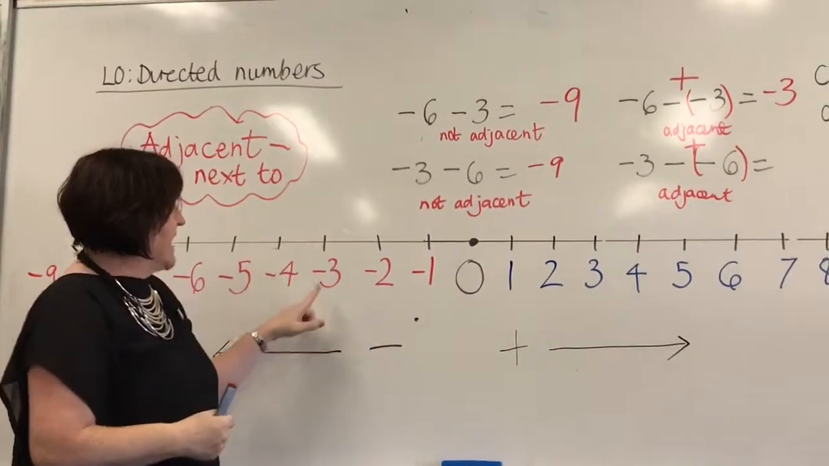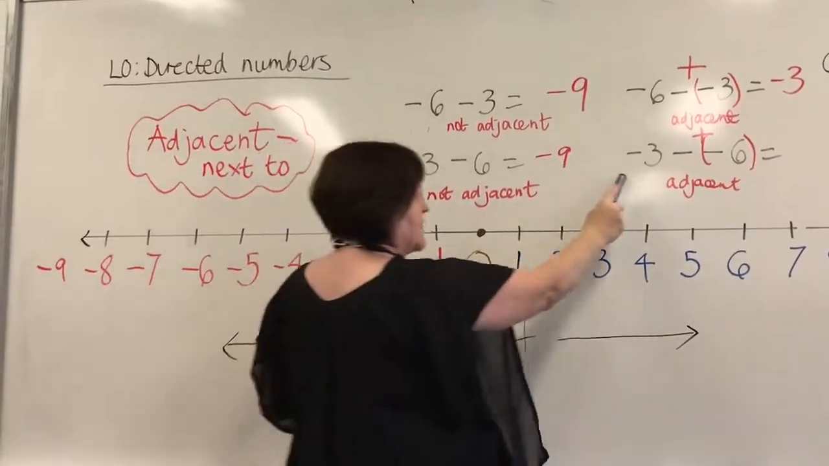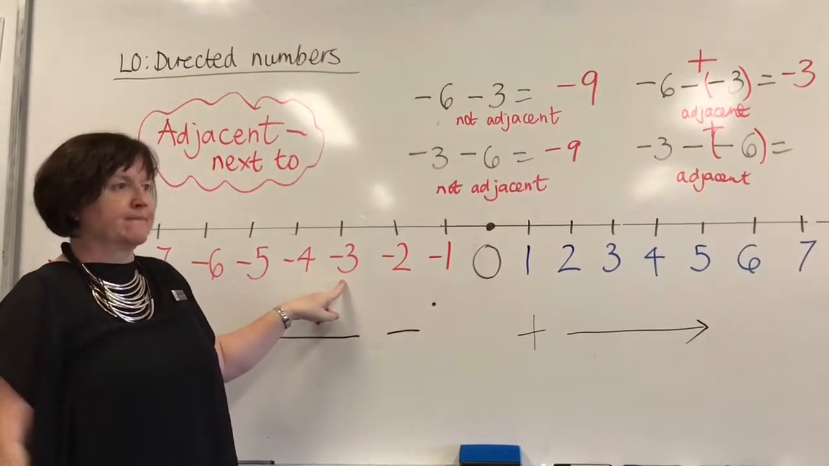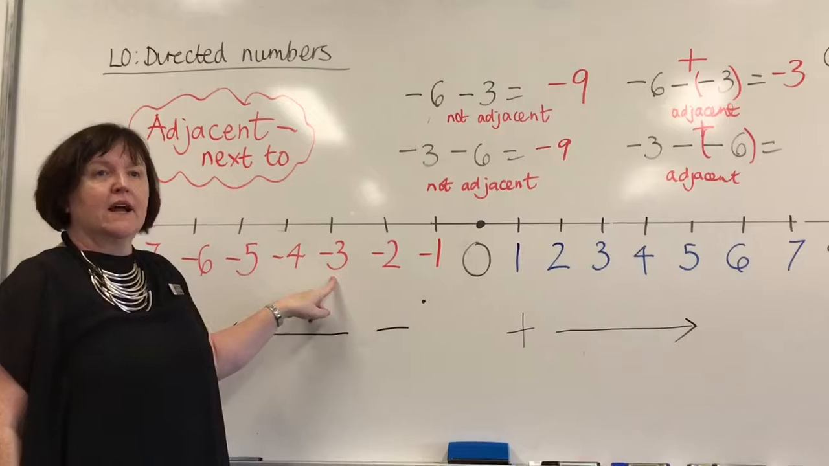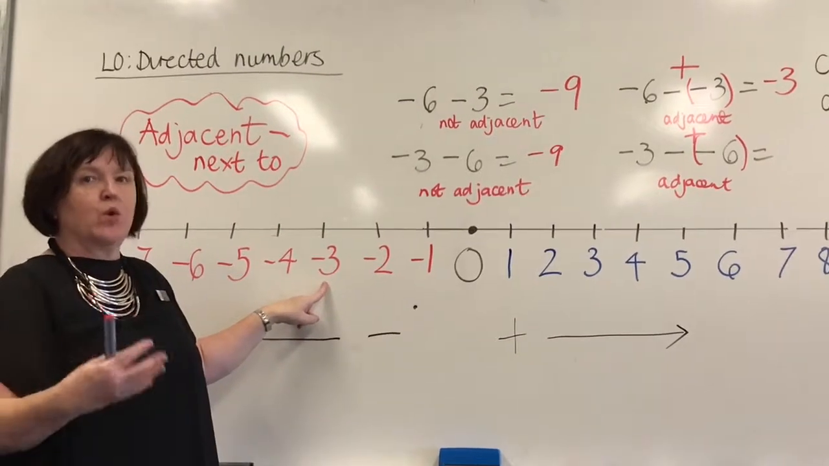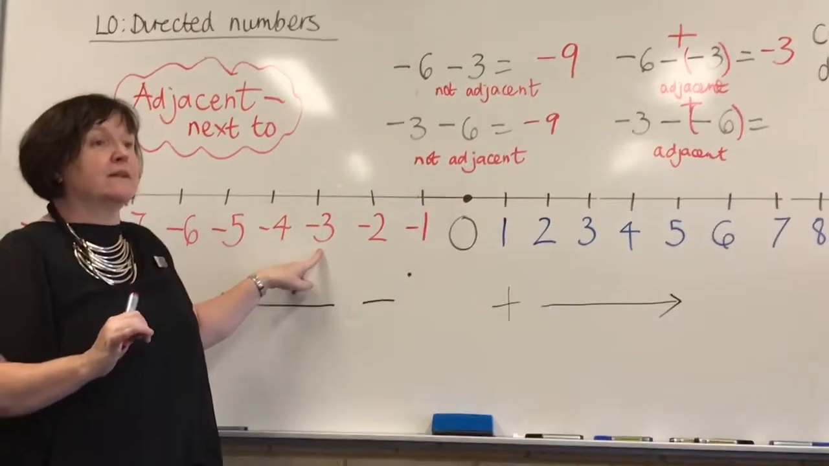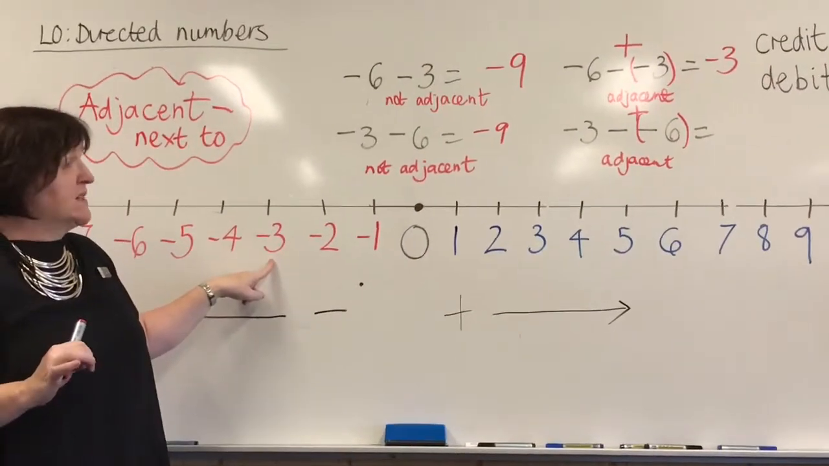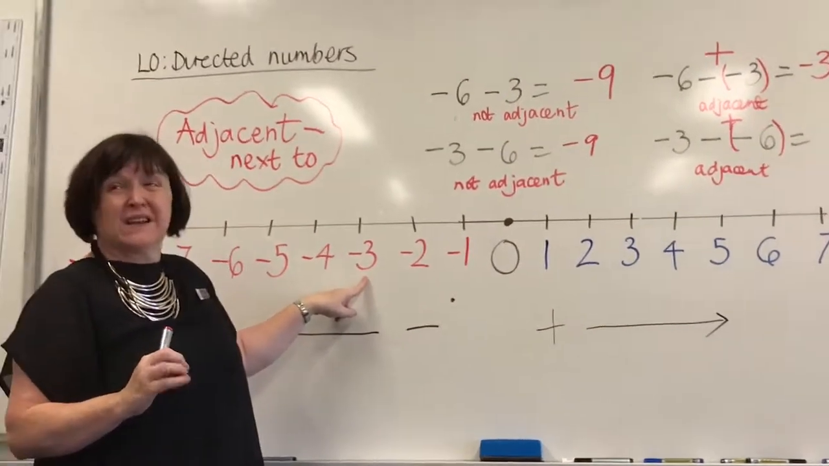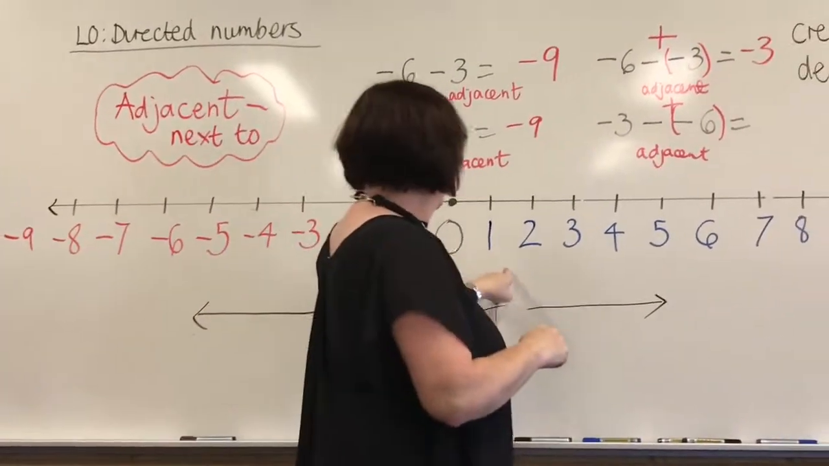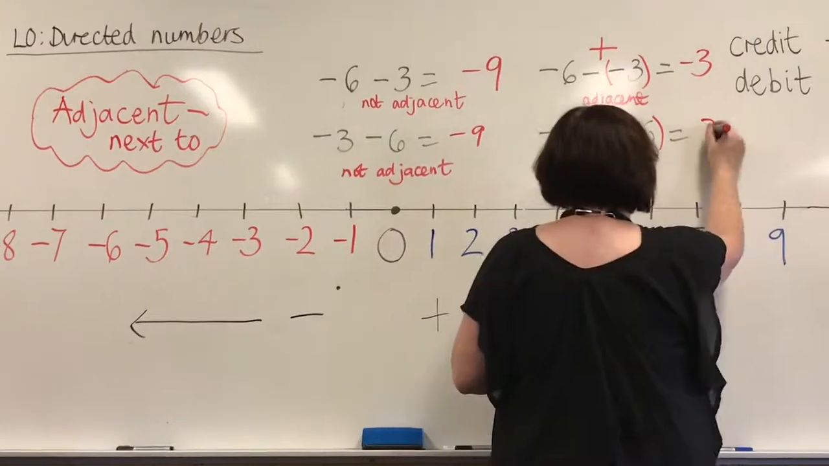Okay. Now then, I'm at this one. -3 take -6. I've got to take away -6. So what have I got to do because the two signs are next to each other? Caitlin? Turns it into a plus. So -3 plus 6. Which direction? That way. 1, 2, 3, 4, 5, 6. So that answer is 3.